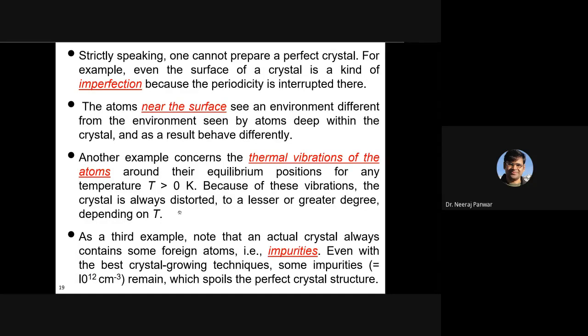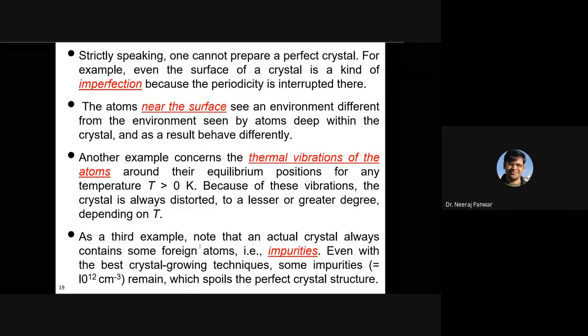imperfections in the crystal. The third type is that no matter how pure we try to make the crystal, there are always impurities. For example, if we are making a silicon single crystal, no matter how pure we make it, there will be impurities of other elements in it. Even if that impurity is parts per million or parts per billion, some impurity still exists.